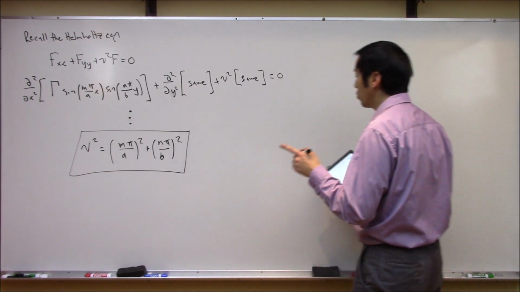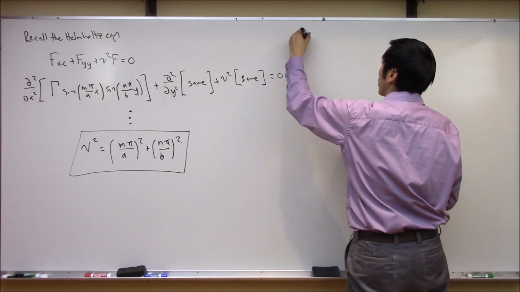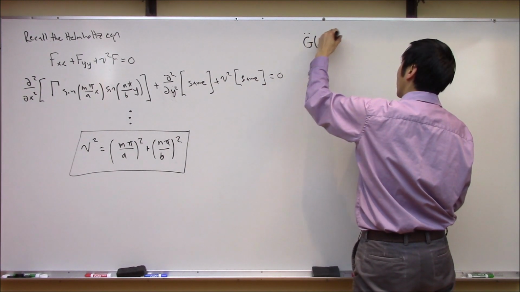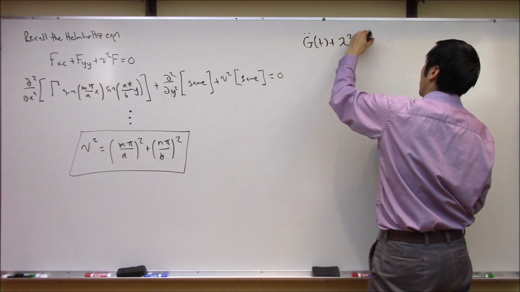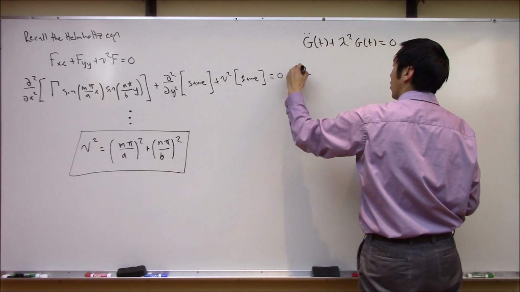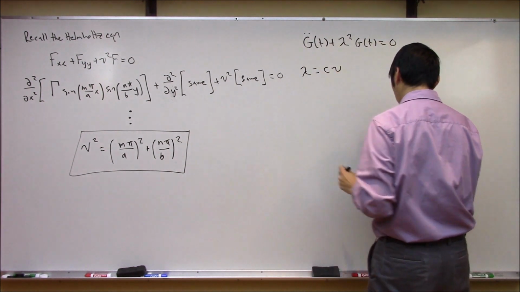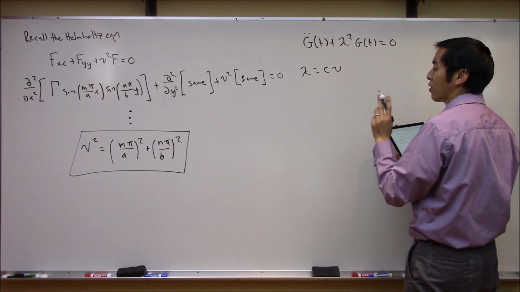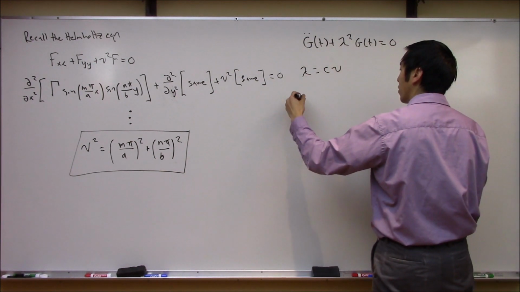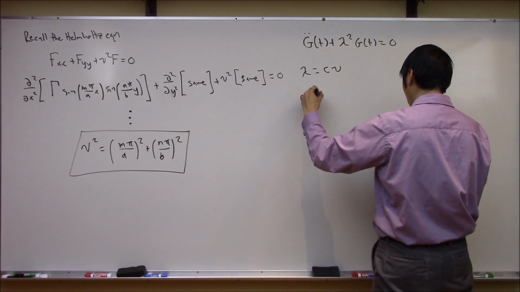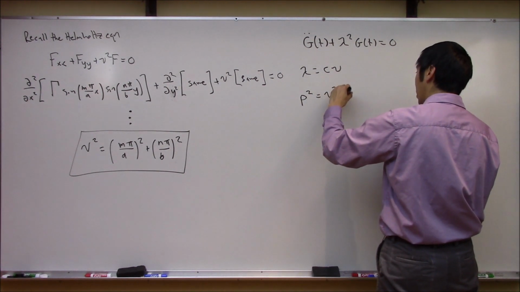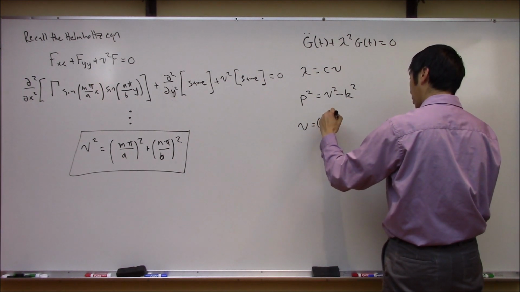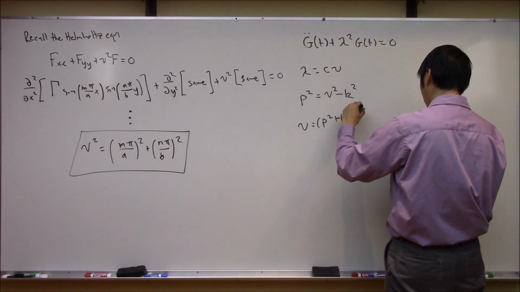Let's turn our attention to the temporal ODE. To refresh your memory, that was just g double dot of t plus lambda squared g of t is equal to 0 here. So in this case, lambda we said was c times nu, right? And when we derived this earlier, we said that one of the separation constants, if you remember, this second separation constant we said was p squared, which was actually nu squared minus k squared here. Or in other words, nu was equal to p squared plus k squared to the 1/2.